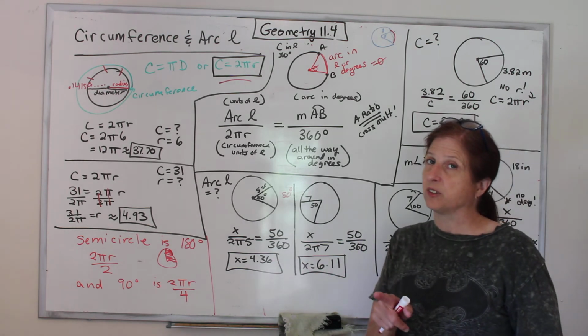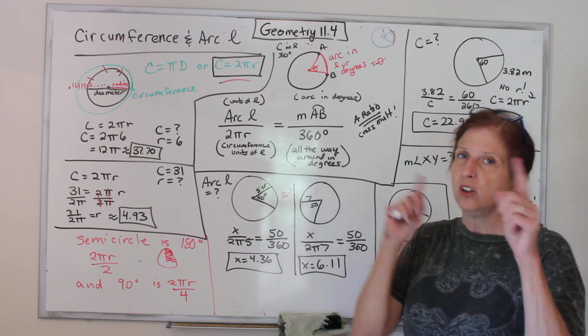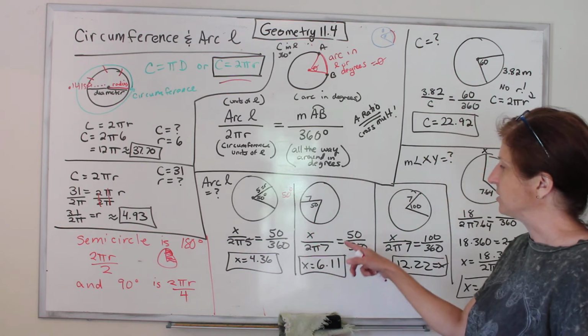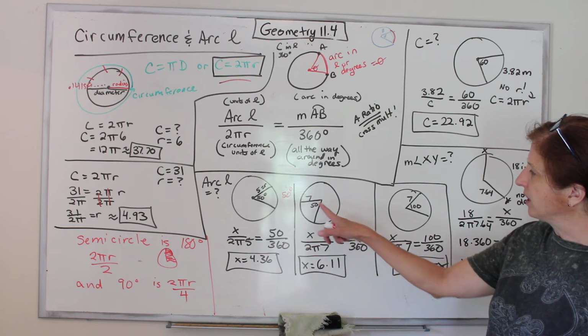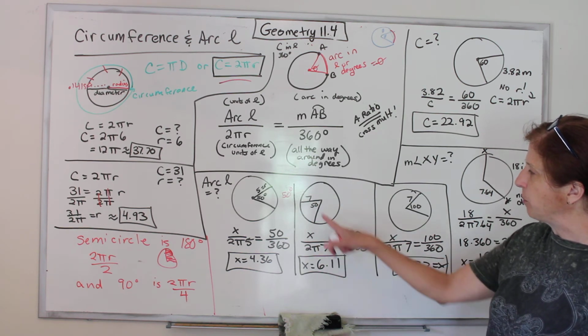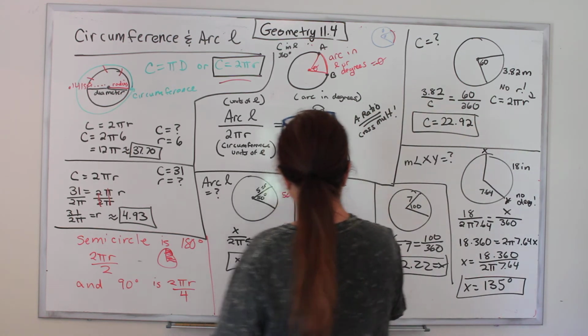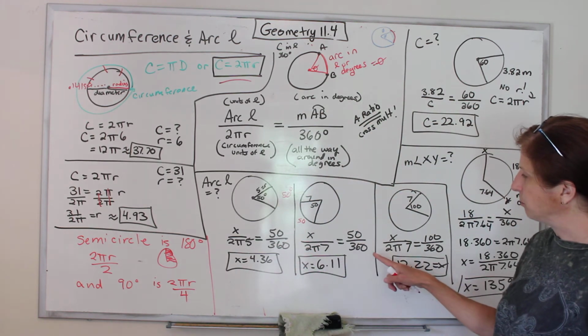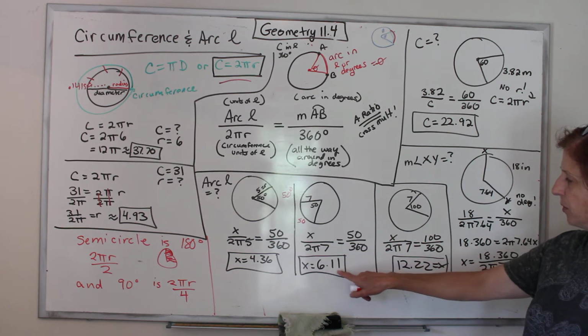You should be good at cross multiplying and solving for x now, so I'm not going to do it for you. You do it on your calculator if you need practice. You'll get it. Okay, so here's another one. This one, we are given that the radius is 7 and the angle is 50, so the arc is 50. So cross multiply and solve for x, and you'll get x equals 6.11.